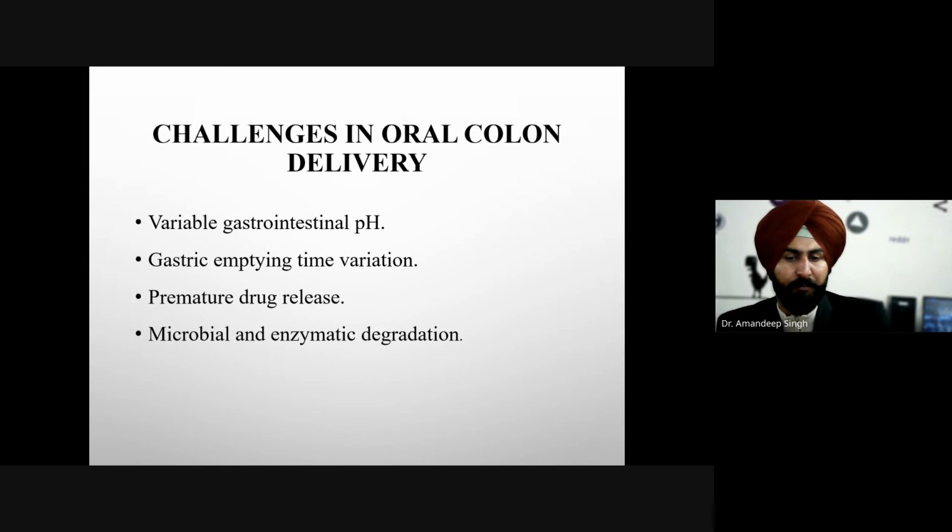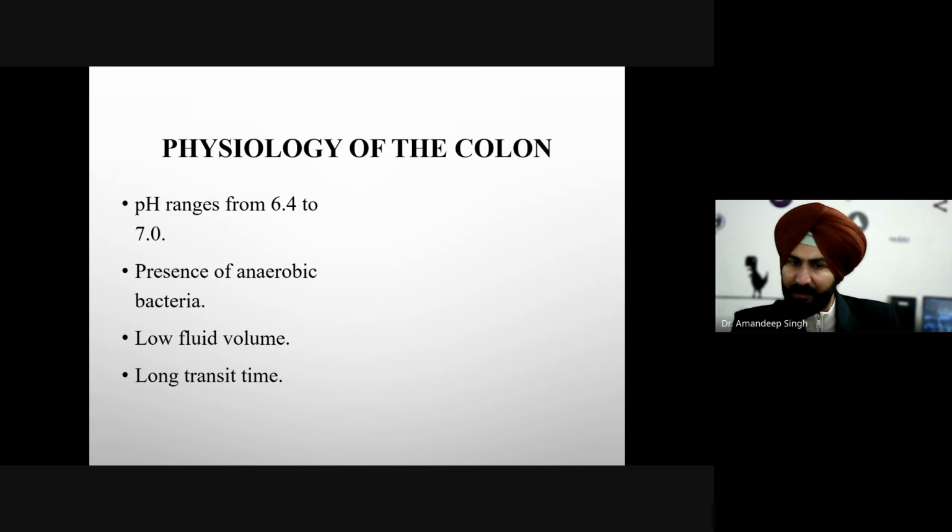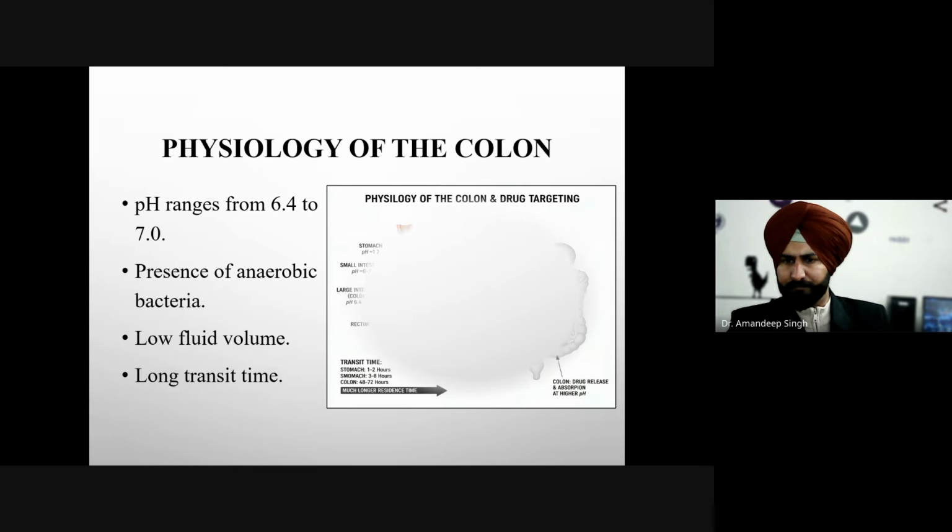Part of this is the microbial and enzymatic degradation. The physiology of the colon site, as we know, is a pH varying from 6.4 to 7.4, the presence of anaerobic bacteria, a sufficient fluid volume, and a transit time.